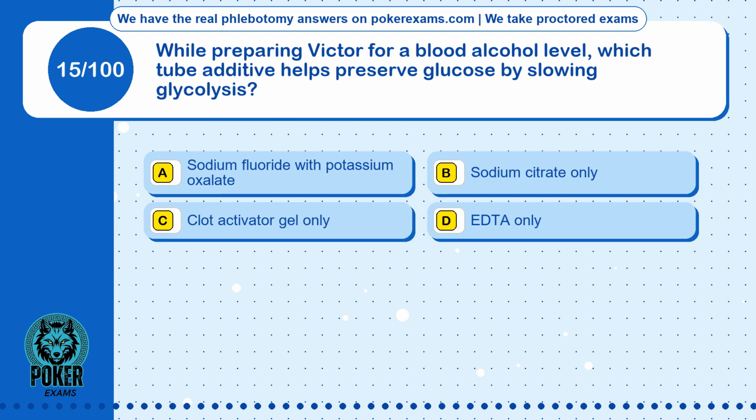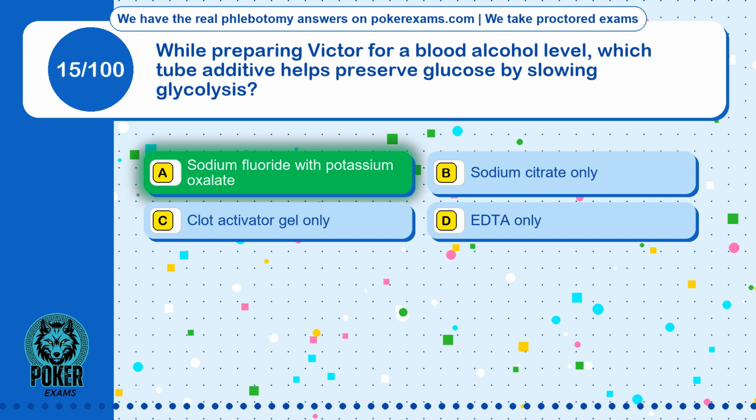Question 15. While preparing Victor for a blood alcohol level, which tube additive helps preserve glucose by slowing glycolysis? Option A, sodium fluoride with potassium oxalate. Option B, sodium citrate only. Option C, clot activator gel only. Option D, EDTA only. The correct answer is option A, sodium fluoride with potassium oxalate.